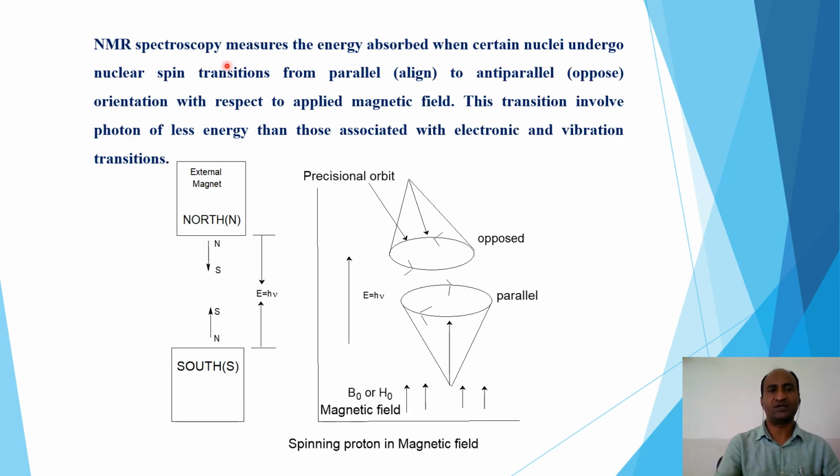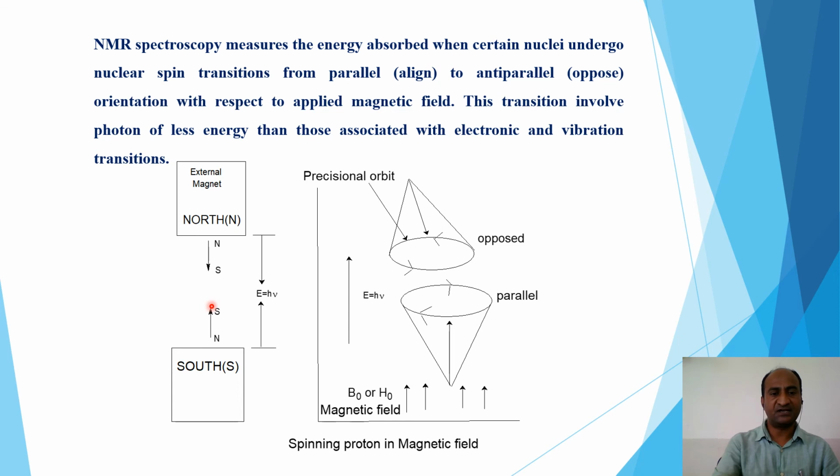NMR spectroscopy measures the energy absorbed when certain nuclei undergo a nuclear spin transition from a parallel, that is aligned, orientation to an anti-parallel or opposed orientation in the presence of a strong magnetic field. Because the radio frequency photon has less energy, as it does not involve any electronic and vibrational transition, that is the reason we have to use a strong magnet in NMR, because whatever the one proton that is inside the nucleus, one proton is present.